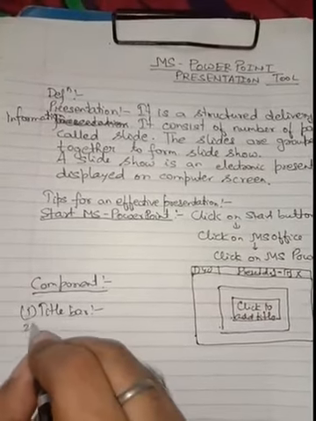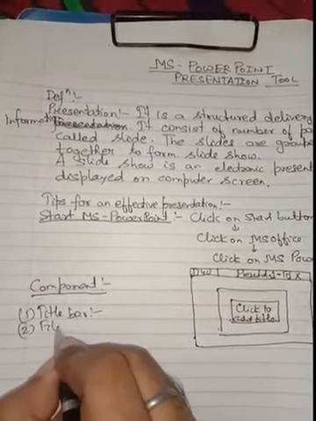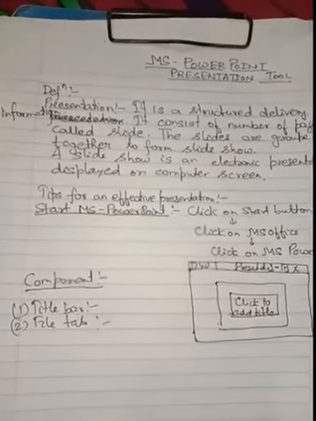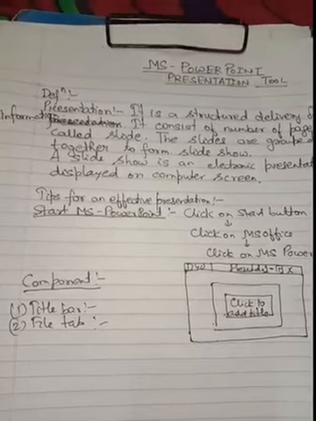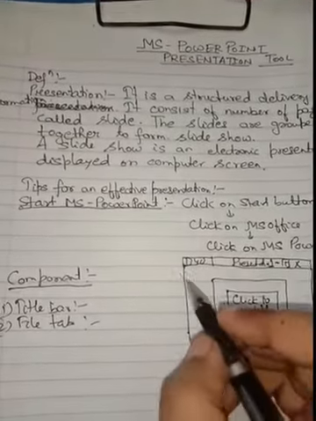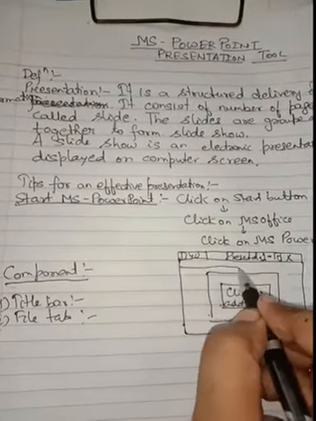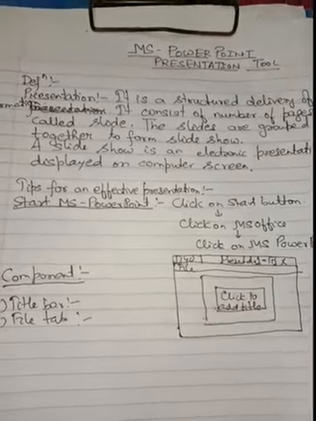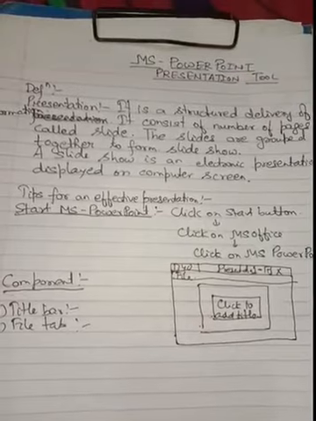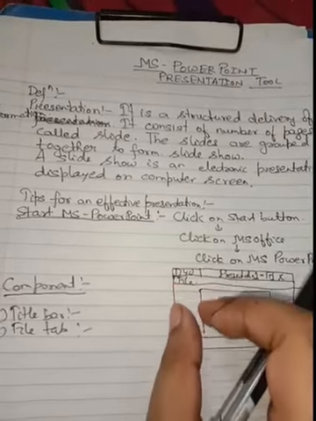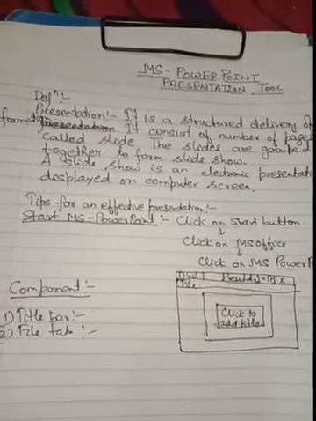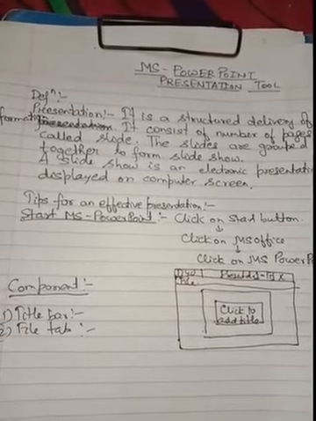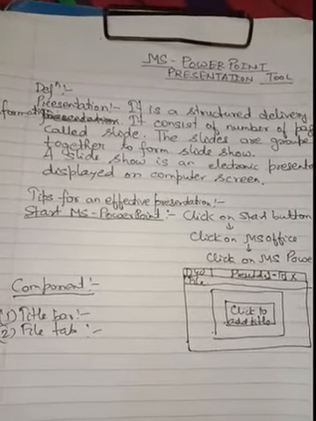Next is the File tab. What does the File tab do? Just below the title bar we have the File tab. Whenever we click on the File tab, a drop down menu appears where we have the options of creating a new file, opening an existing file, saving a file, printing a file, etc.